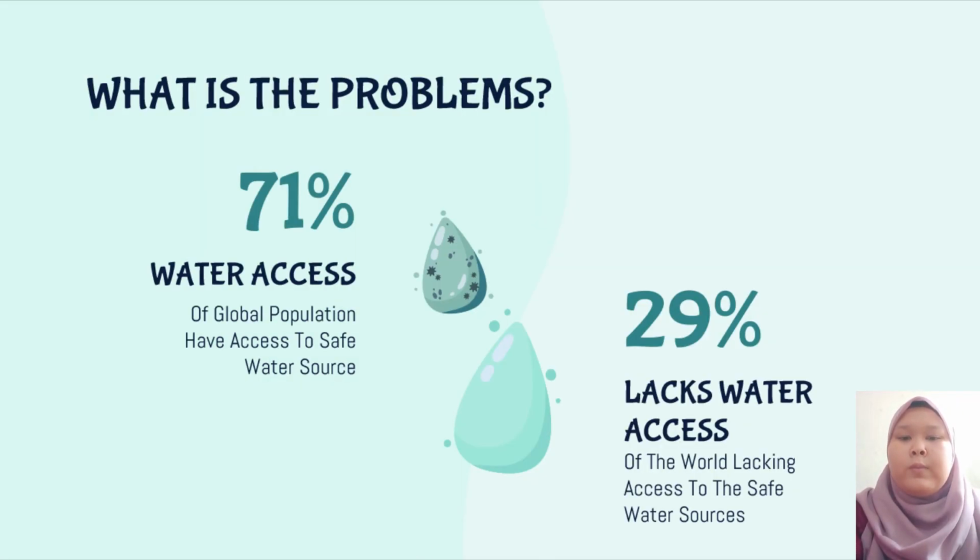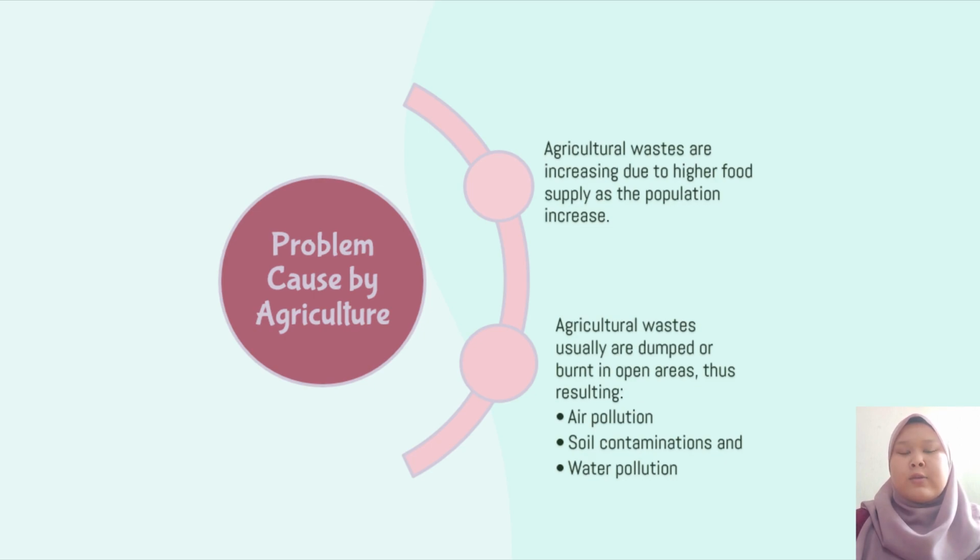Only 71% of the global population has the access to the safe water sources, whereas 29% more are lacking of access to the safe water sources. Wastes are increasing due to higher food supply as the population increases. Agricultural wastes are usually dumped or burned in open area, thus resulting in air pollution, soil contamination, and water pollution.